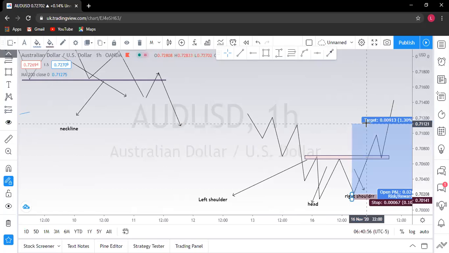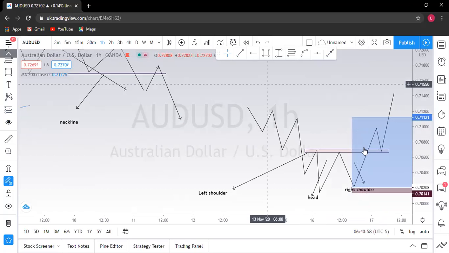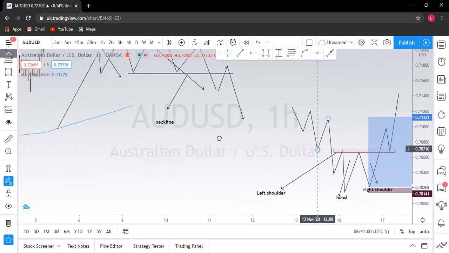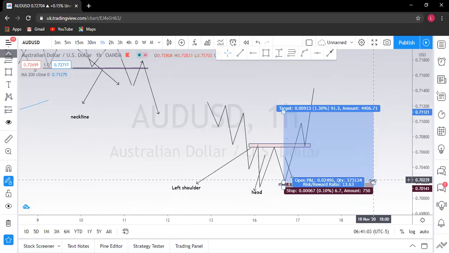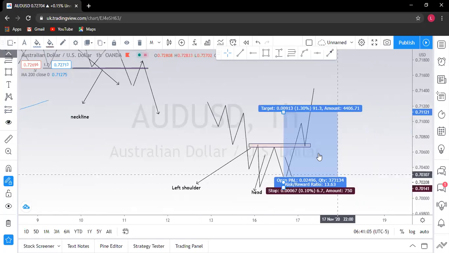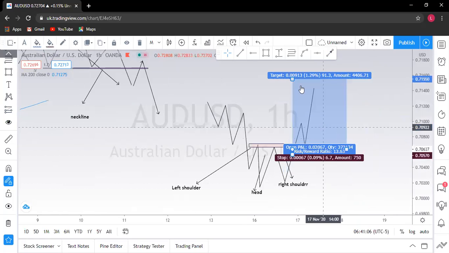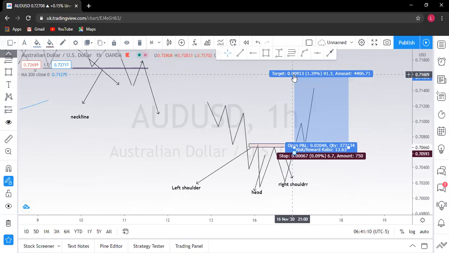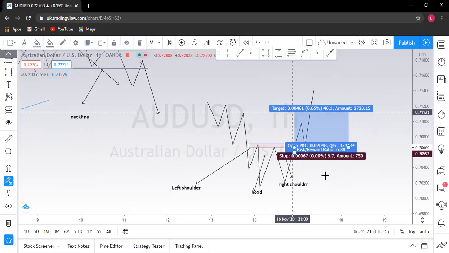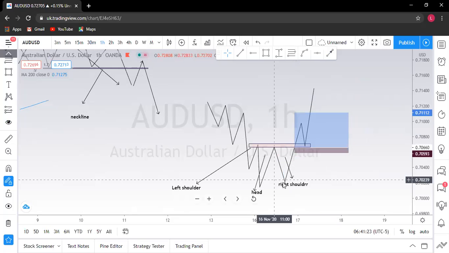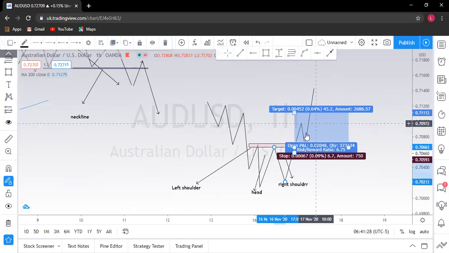And for those people that would like to wait for the retest of the neckline, their trade will start from here. They take their TP to the nearest resistance. You understand? Their TP could be here. So the only difference is that those people taking the trade from the immediate formation of the right shoulder are making more money than those people waiting for the break and retest of the neckline.